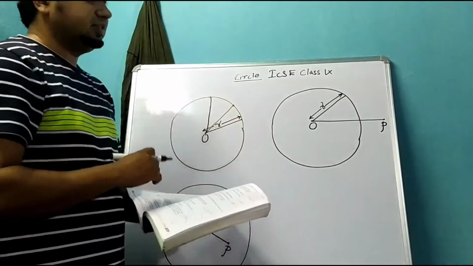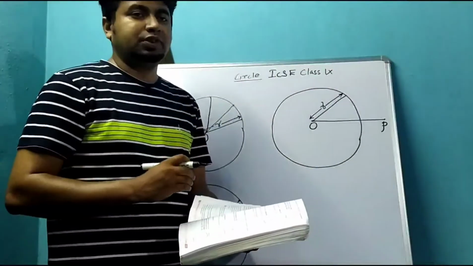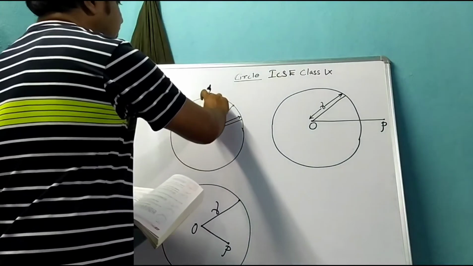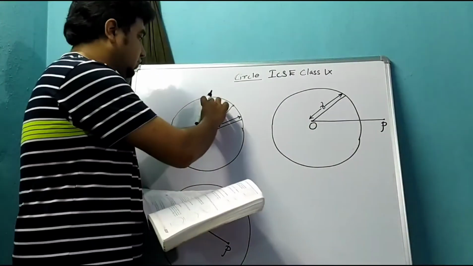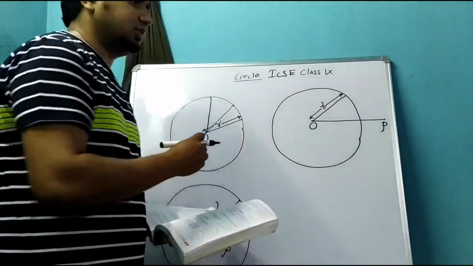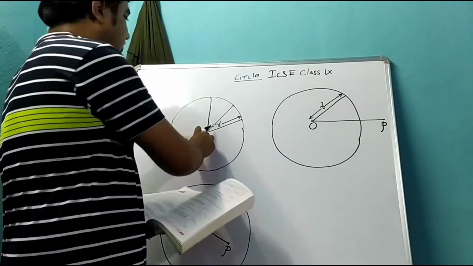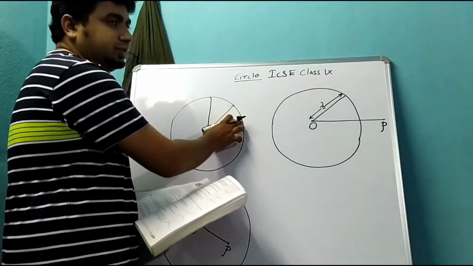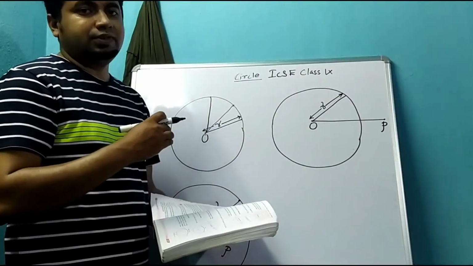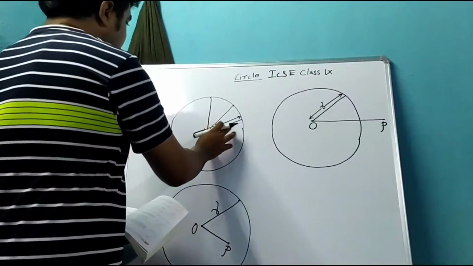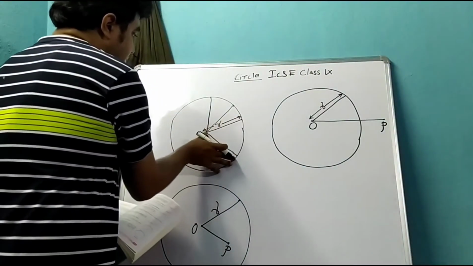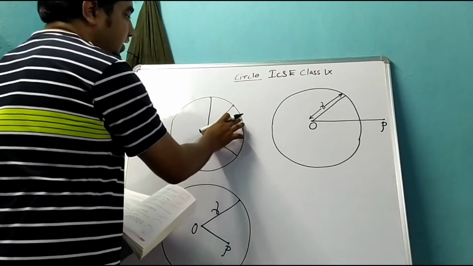So a circle is a closed figure in which the distance from a fixed point is always the same. The distance from the fixed point means O. That fixed point is known as the center of the circle. And the distance being fixed means the distance value is fixed for a given circle. For this circle which I have constructed, the distance will always be equal to r, because I have taken the length r.